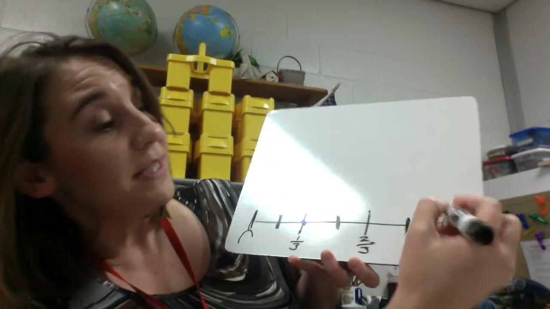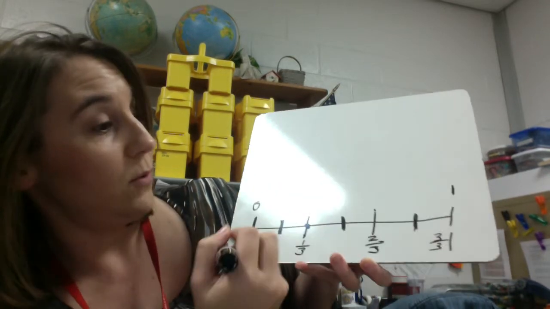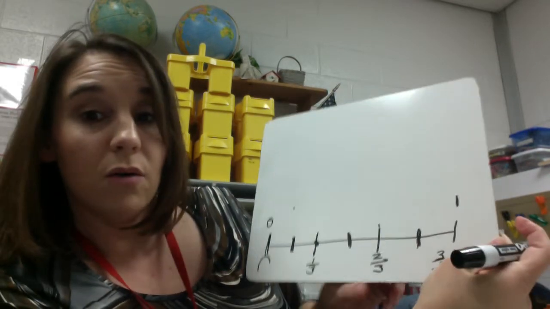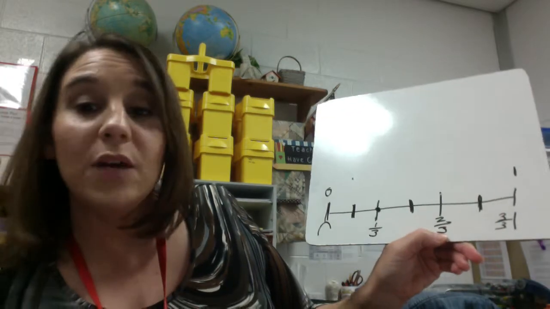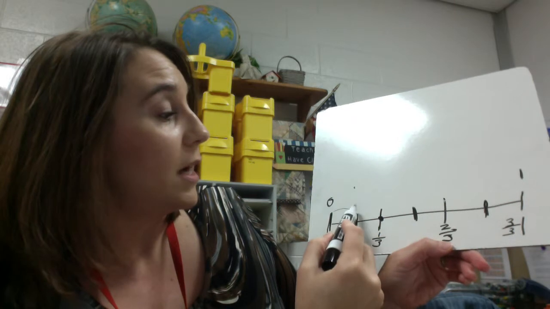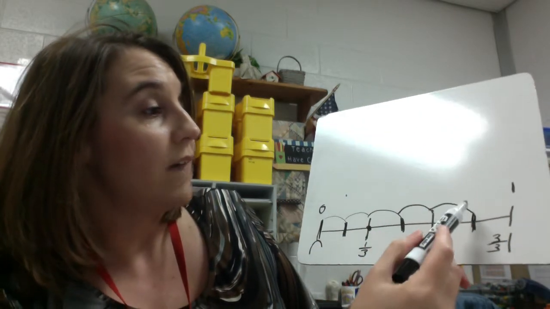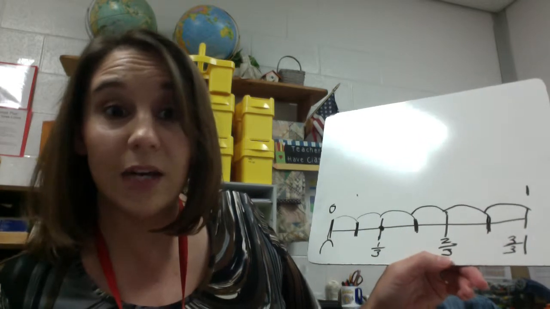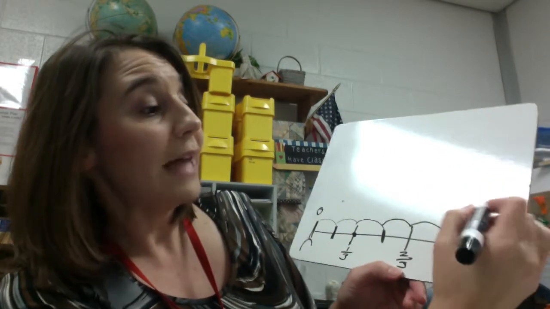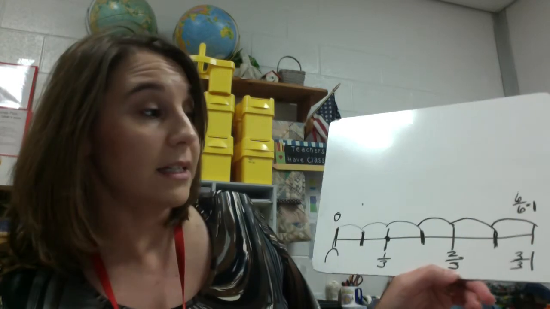Now, I've still got my 1 whole here. This is still 0. This is still 1 whole over here, but how many equal portions do I have now? I've got 1, 2, 3, 4, 5, 6 equal portions. So I know that now my 1 whole is 6/6, correct?